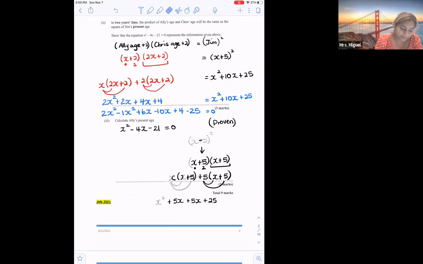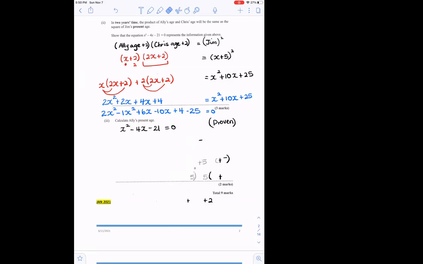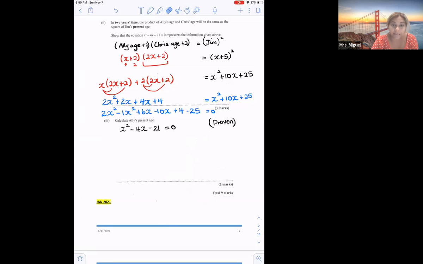So let's move on. If you're still having difficulty multiplying the expansion of brackets, when I send the video, you try it a couple times until you get the answer, right? Calculate Ali's present age. So we are going to work out this. We're comparing this to the general form of the quadratic. Here A is 1, B is negative 4, and C is negative 21.